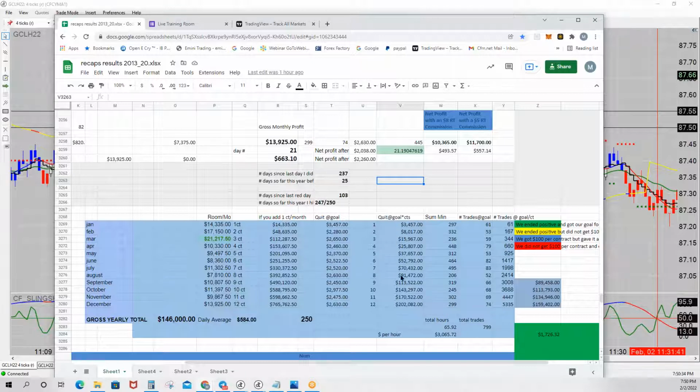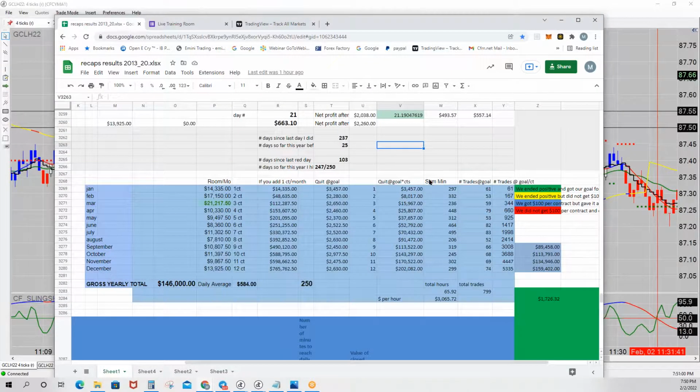So what I did was I kept track of it if I added one contract per month. Now, our rule, it's our 24/20 blueprint, is to add one contract per month. If you add one contract per month, then it's one contract every $2,000 profit, but I was just doing one contract per month. If you add one contract per month and you quit trading whenever you got the goal for the day, and you did everything exactly the same as I did, then you're going to get down here, and I worked a total of 65.92 hours last year.